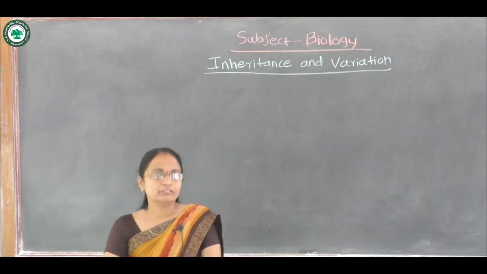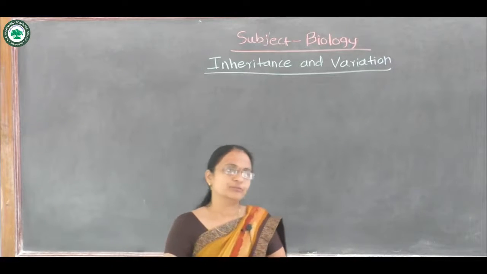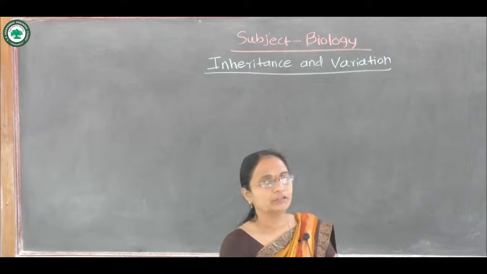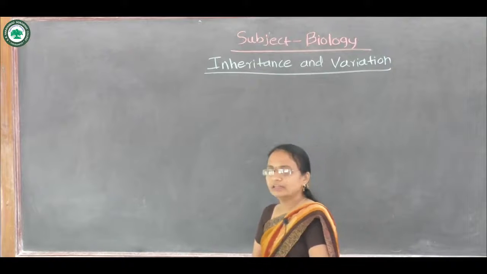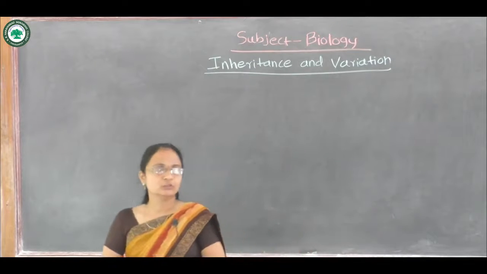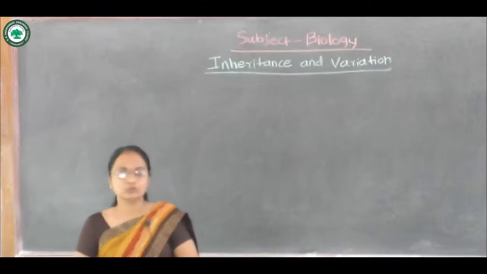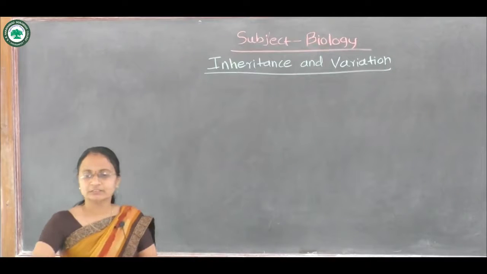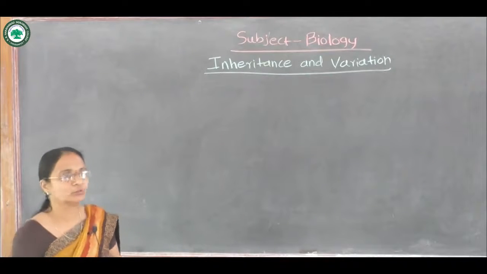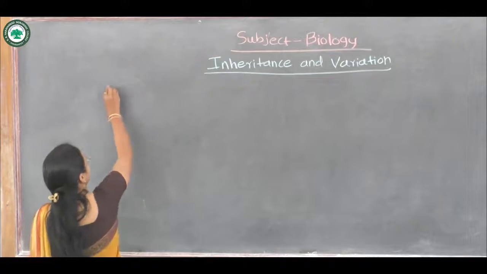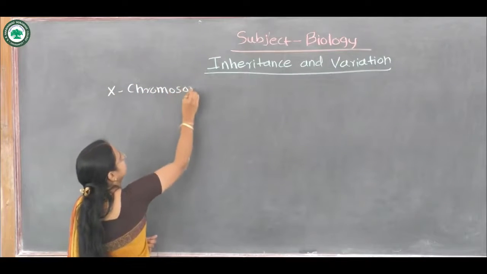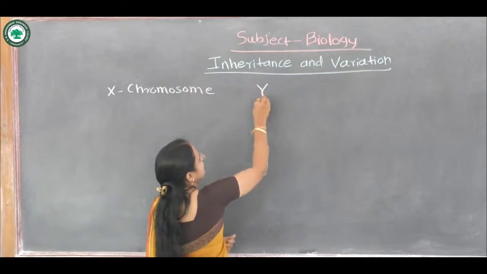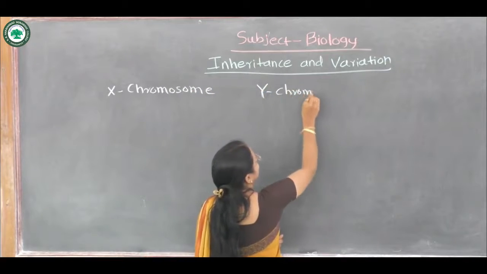In the previous video, we have seen about the structure of a chromosome and types of chromosome. Now, let's start with the types of chromosome which are used to determine the sex in the human being. Means there are two types of chromosomes present. The first is the X chromosome, and second is the Y chromosome.